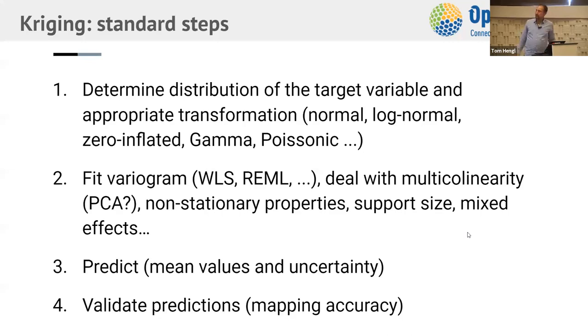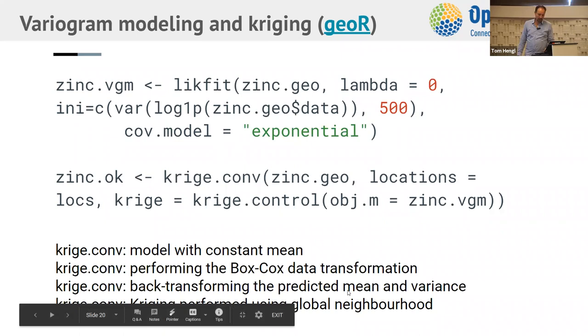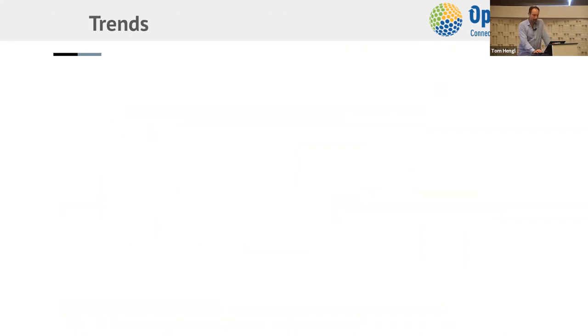Here is the shortest code possible. You take this meuse data set and convert it to the geo format. So if you take zinc, you make a geo object, and I specify that it's log normal. Then I have to put in an initial variogram, because it cannot fit without one, and then it will run REML. I get the variogram, then I do a conventional kriging, and say I want to predict at these locations with this variogram model. It does the Box-Cox data transformation, then the prediction, and then the back transformation. That's geoR, the state of the art, and then you get that map.